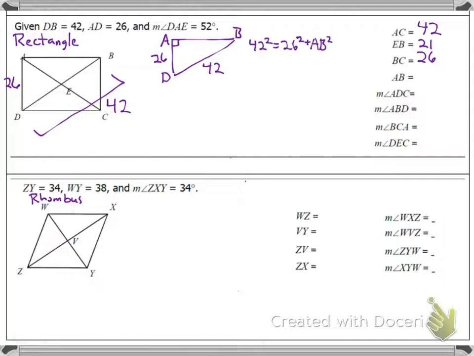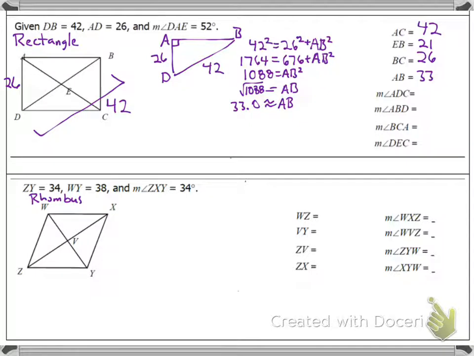Now 42 squared is 1,764. 26 squared is 676. We're going to subtract that. Gives us 1,088 equals AB squared. And I'm just going to round to the nearest whole number here because we have the square root of 1,088. So we're going to say that AB is approximately 32.98. So we're going to say it's about 33.0.